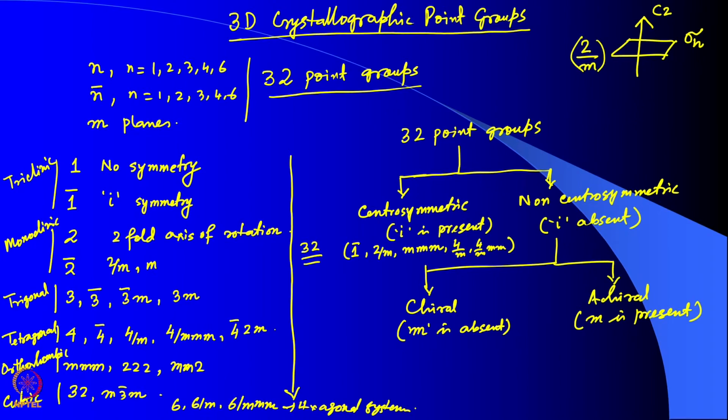When you say MMM, that means you have one mirror like this, you have one mirror like that, and you have a third mirror like this. 3 mirrors, when they intersect at one point, that point becomes the inversion center. So these point groups which I have written here are centrosymmetric because they have inversion center. The point groups which I am writing here, for example, 1, 2, M, 3, 3m, all these belong to non-centrosymmetric groups because they don't have center of inversion.